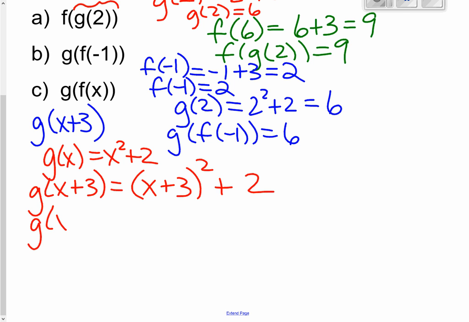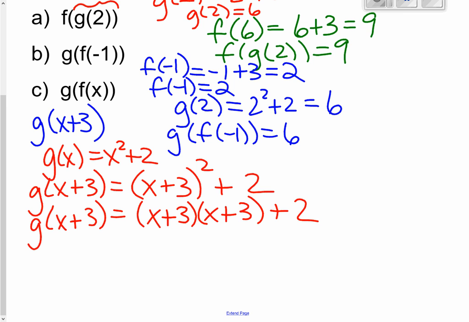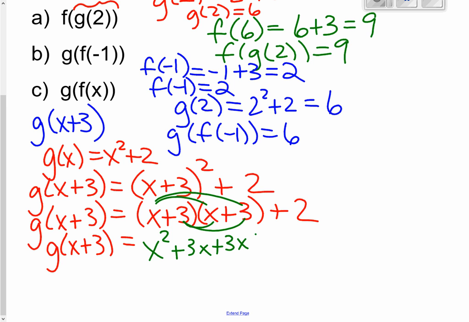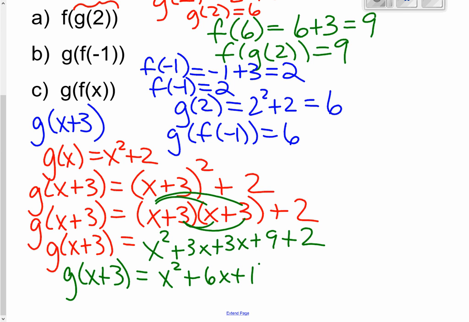And I get that. Oh dear. Well, that's squared, and we know that squared means the same thing twice. So I'm going to expand this out. Remember, when you expand, you multiply your first term by both terms in the second bracket, then your second term by both terms in the second bracket. We get x squared plus 3x plus 3x plus 9 plus 2. And then I can simplify that: x squared plus 6x plus 11.